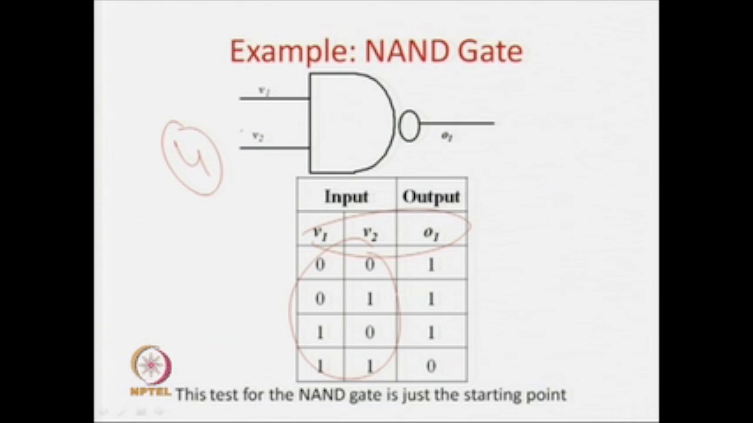All the inputs I will give, and then I will see whether the output in the first 3 cases should be 1, and if the input is 1 1, the answer should be 0. So, if I find it, I know that the gate is okay. I can say that the gate is functionally okay.